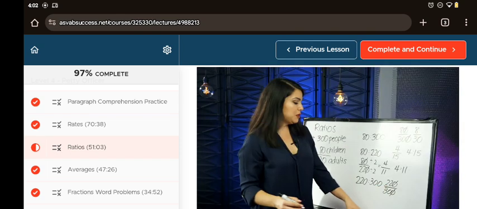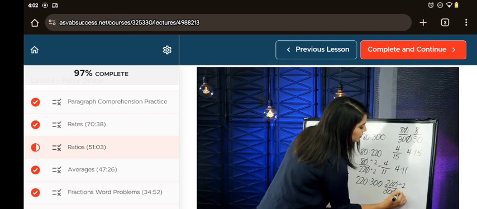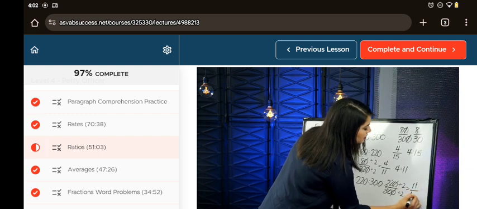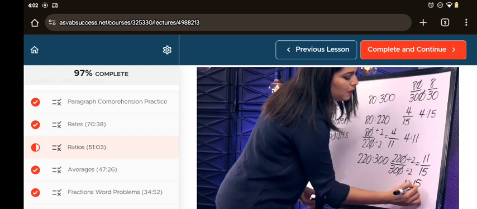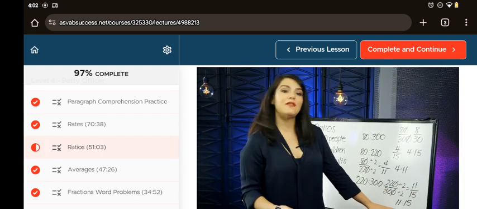We can eliminate the common zeros, and we can divide by 2, top and bottom, and we get 11 to 15. And we went ahead and put it in both formats there. 11 over 15 or 11 to 15 with the colons.